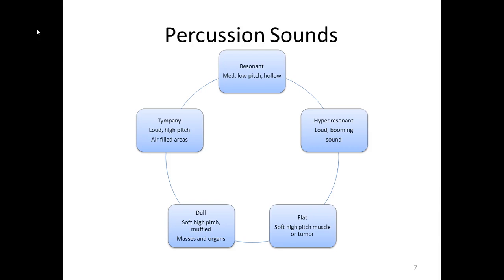Here are some of the sounds that you may hear. One normal sound is something called resonance, which is a medium low pitch sound. It's hollow, and that's what you hear over normal lung tissue. Then we have hyperresonant. Hyperresonant is heard over an adult lung when there's too much air in the lung or too much air around the lung. So hyperresonant is an abnormal assessment, and resonant is a normal assessment.